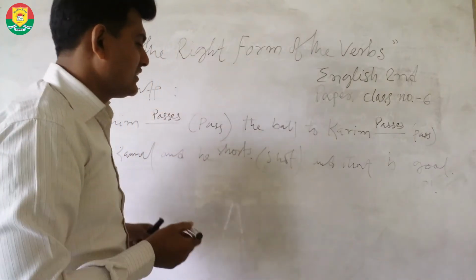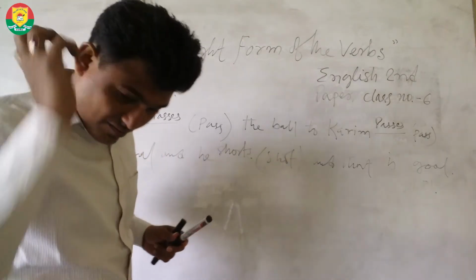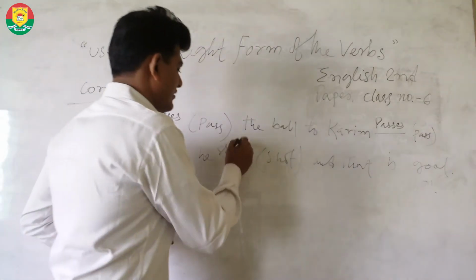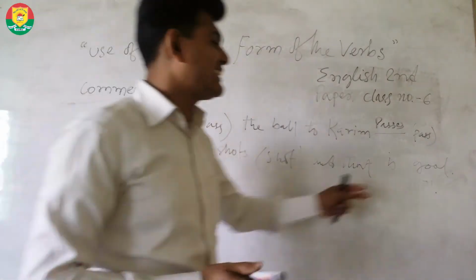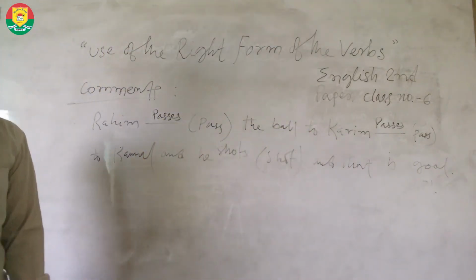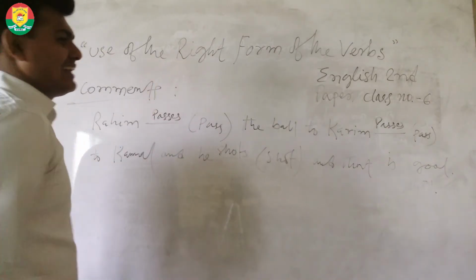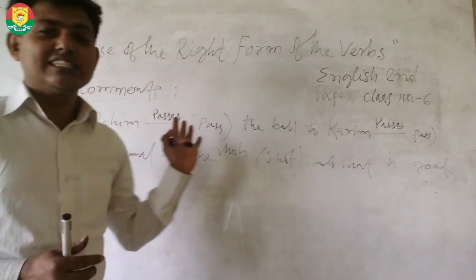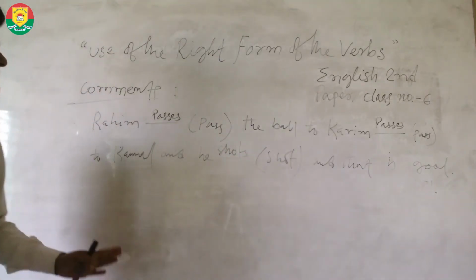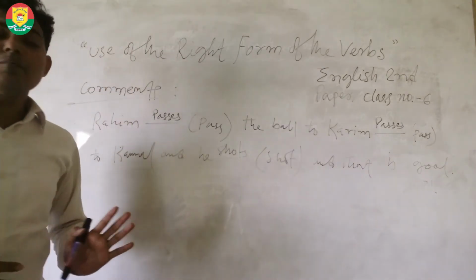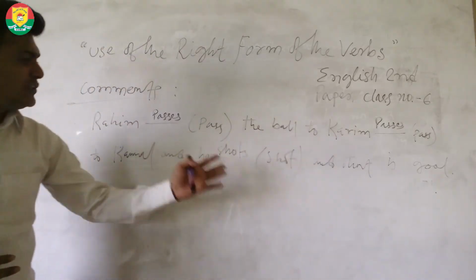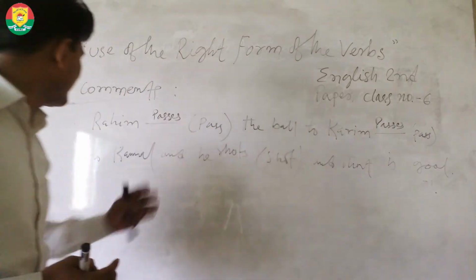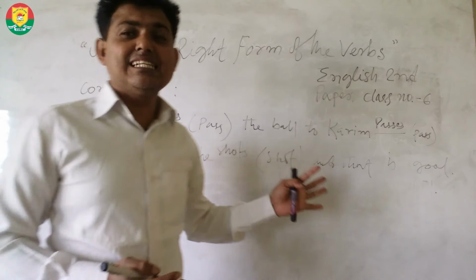S-H-O-T-S, shoots. And that is goal. Okay, you have made a score. This is very important to know, and I think you will have to memorize it forever. In case of comments, we generally use present indefinite tense. Rohim passes the ball to Kareem, passes to Kamal, and he shoots, and that is goal.